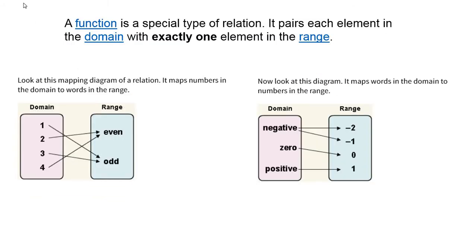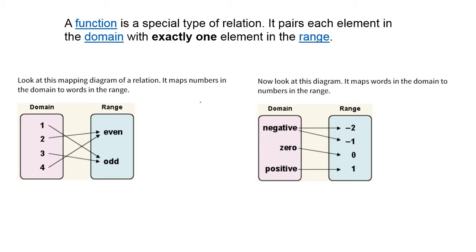Now let's go a little more specific. Functions are simply special types of relations. So each element's paired up in a relation, but in a function, everything from the domain is paired with exactly one element in the range. So they can't repeat. Let's look at a couple visual examples.